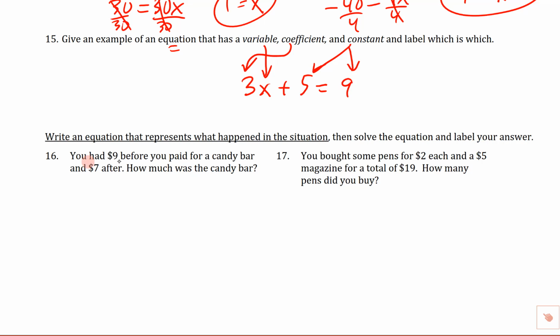So on this first one, it said you had $9 before you paid for a candy bar and $7 after. How much was the candy bar? So the first thing we talked about doing is let's write C equals, and then I'm going to do $ candy bar. Okay, that represents how much the candy bar costs. So think about it this way. We walked into the store, we paid for a candy bar, we walked out with less money. So we had $9 to begin with, and when we paid for the candy bar, we paid this many dollars for the candy bar. We paid C for the candy bar, and we ended up with $7. This equation represents what happened in the problem.